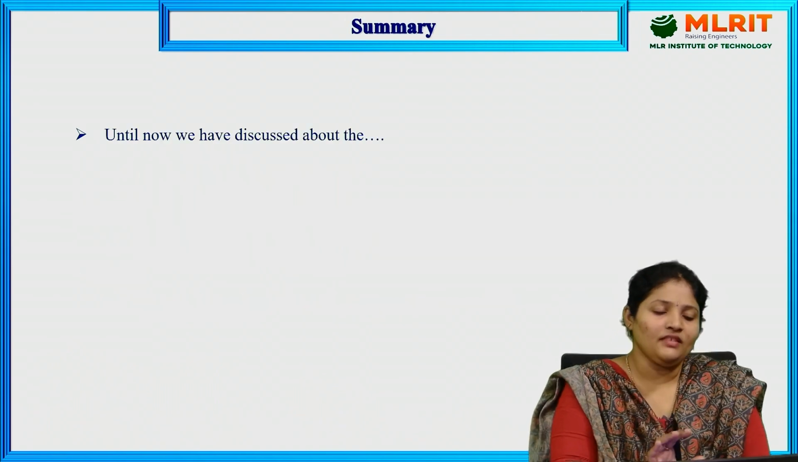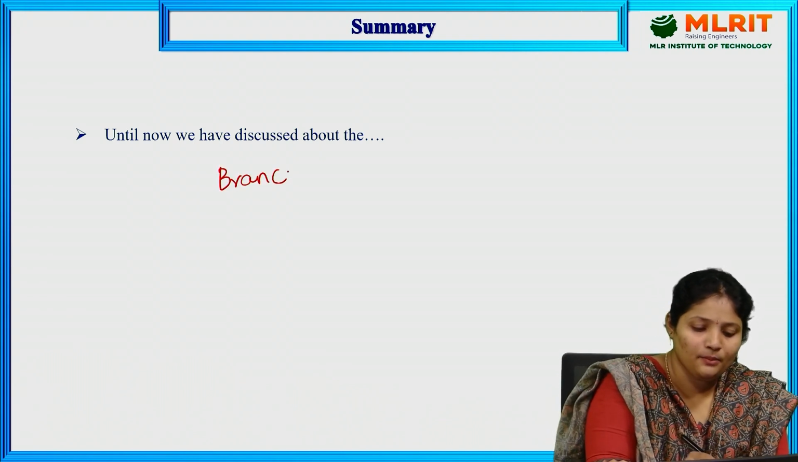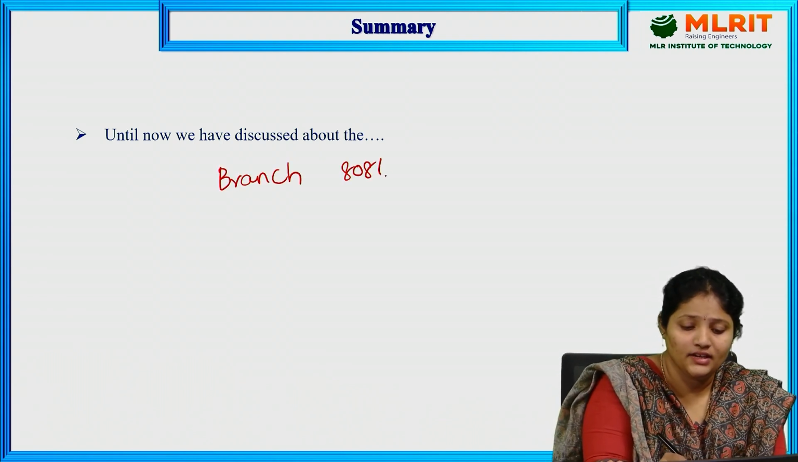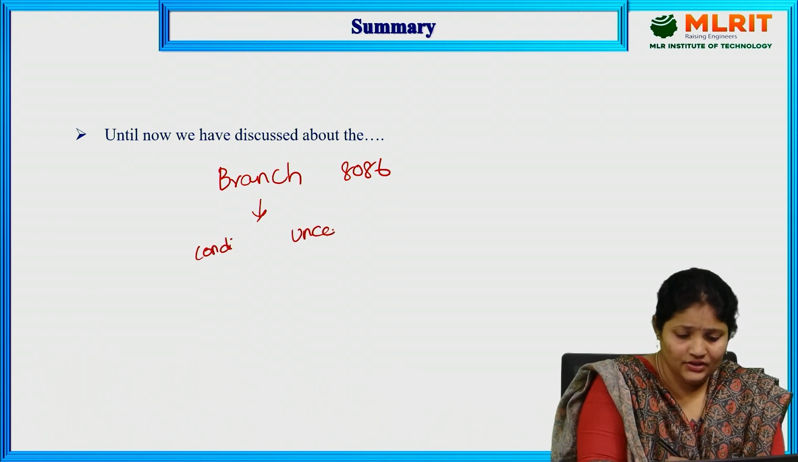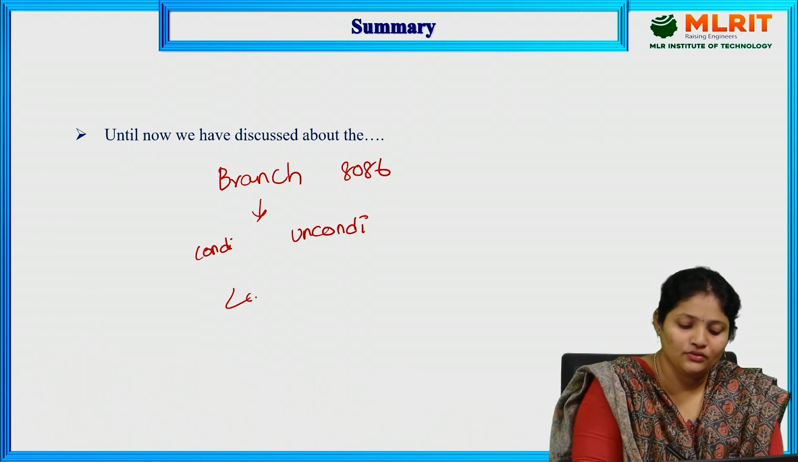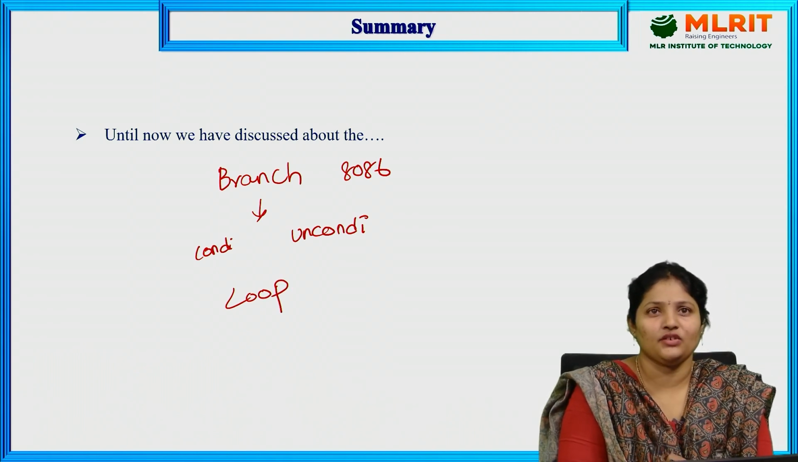So until now, I have discussed what the branch instructions present in the 8086 microprocessor are, these conditional and unconditional branch instructions, and coming to the loop instructions, and what the applications based on these instructions are.